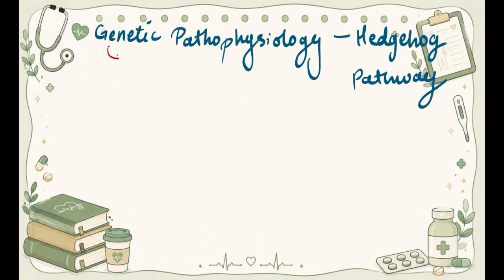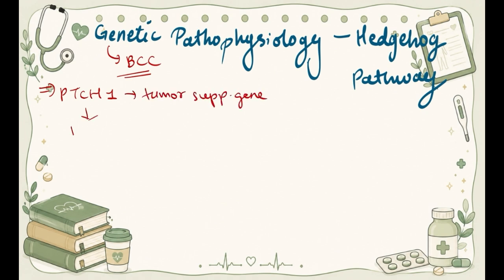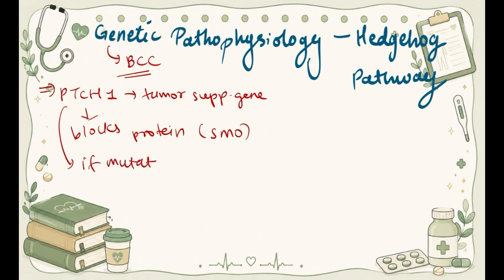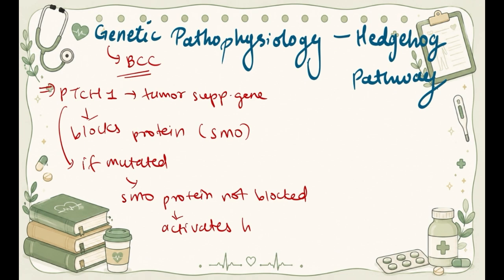Let's look at the specific genetic mechanics of basal cell carcinoma. It relies on something called the hedgehog signaling pathway. Normally, your body has a tumor suppressor gene called PTCH1. Think of it like a brake. It stops cells from dividing out of control. It does this by blocking a specific protein called SMO. But sometimes, a mutation breaks this PTCH1 gene. Without that brake, the SMO protein is completely uninhibited. It pathologically activates the hedgehog pathway. This directly drives the development of basal cell carcinoma.